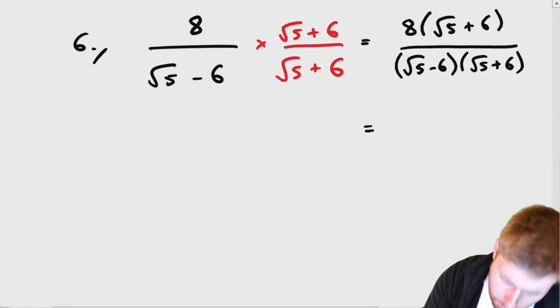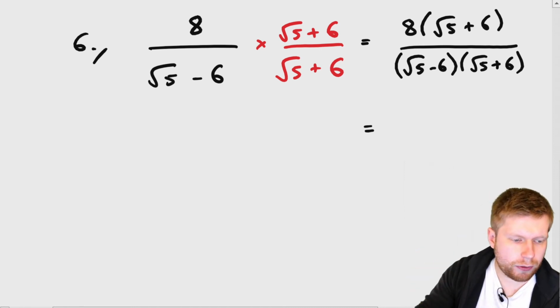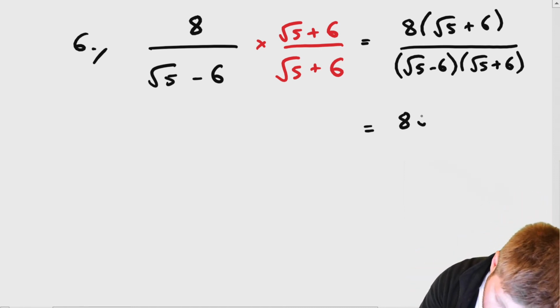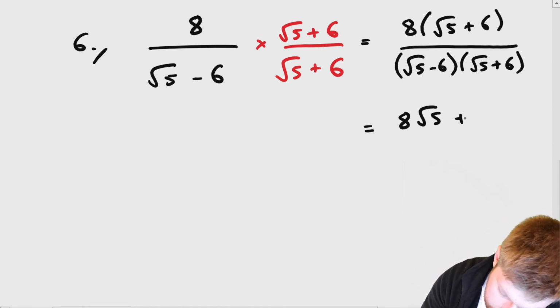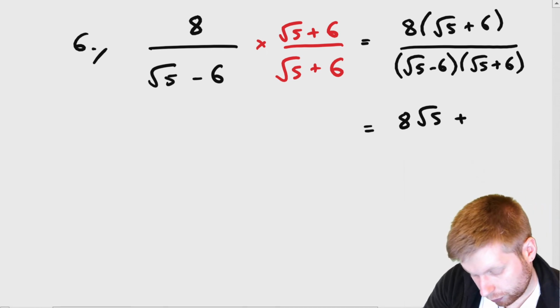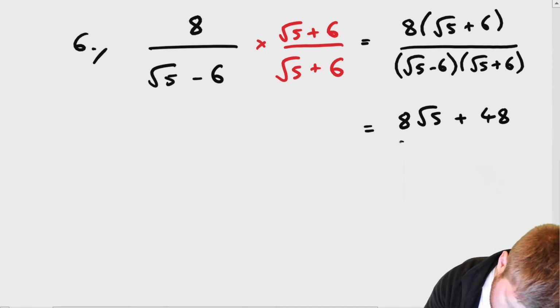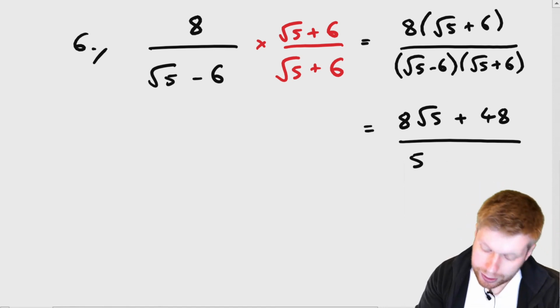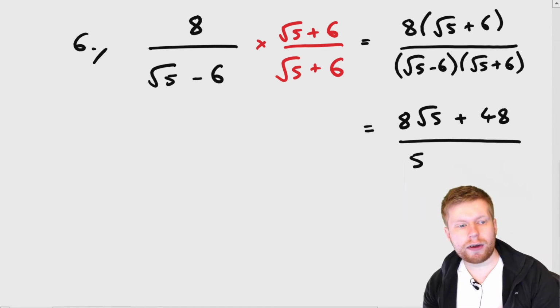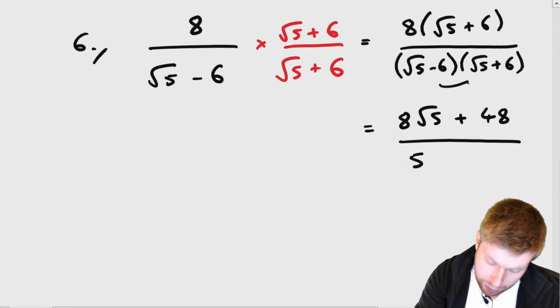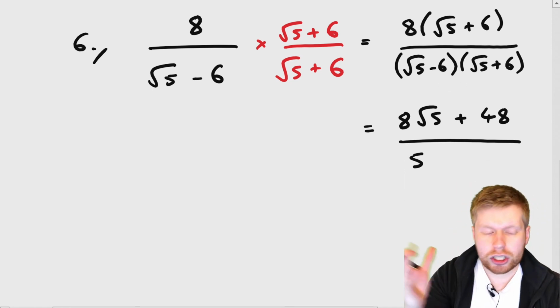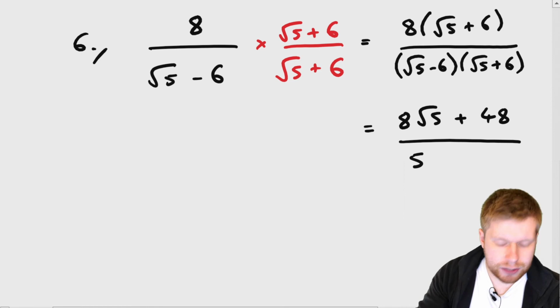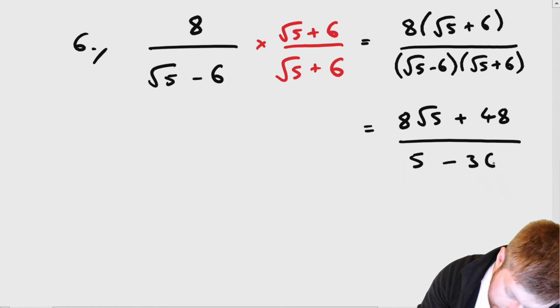Okay, let's see what we get. Well, 8 times root, let's do the numerator first. So 8 times root 5 is 8 root 5. 8 times positive 6 is positive, what's that, 48. Then denominator, well, root 5 times root 5 is 5. Then I get positive 6 root 5, but then I'll also get negative 6 root 5 when I multiply these two things together. So I'm not actually going to bother writing that. So it's just going to be negative 6 times positive 6, which is negative 36.